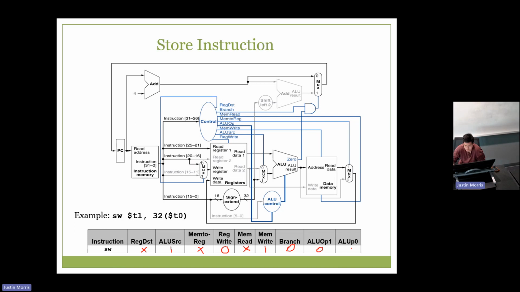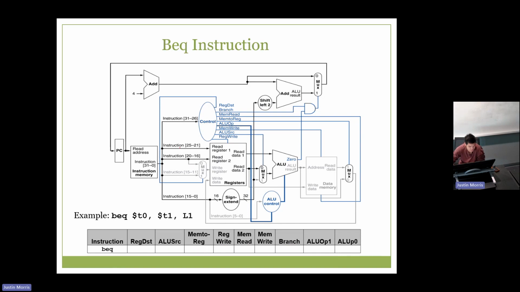ALU op. Right. So a branch instruction. Register destination. Does it matter? ALU source. We need this to be 0 because we're using the ALU to subtract the 2 register operands. Mem to reg. Like the store, it doesn't matter, right? Because this is reg write, which is 0.